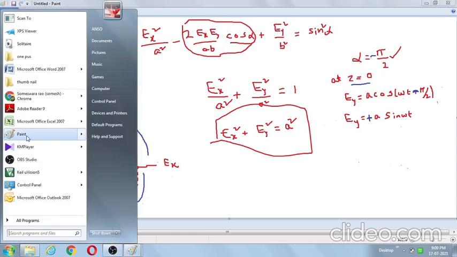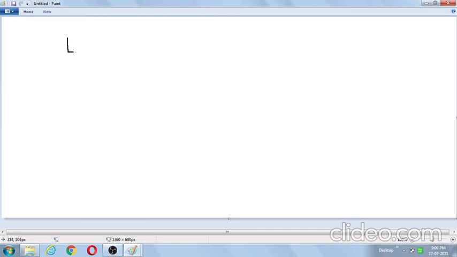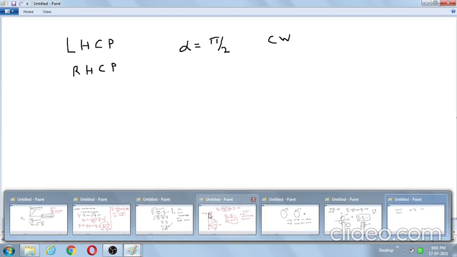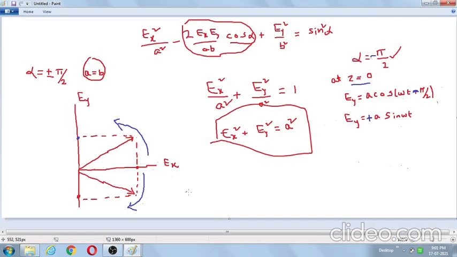So here circular polarizations are classified into two types: left-handed circular polarization, and right-handed circular polarization. These concepts are very important in GATE exam. Here the phase difference between Ex component and Ey component is equal to pi by 2, so the wave moves in clockwise direction. Just observe this diagram. Ey shifts negative, and the resultant vector seems to be like that; the wave moves in the clockwise direction.